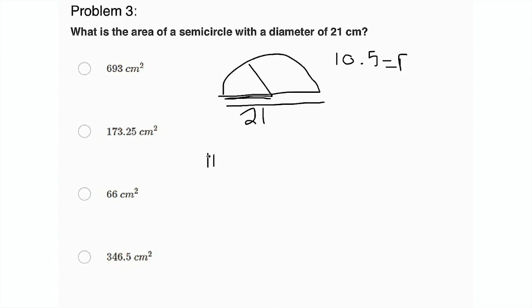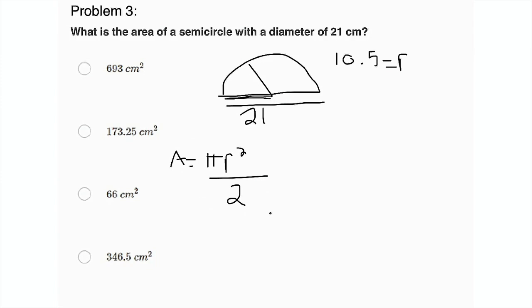Pi r squared equals area, but in this case, it's a semicircle. So we are going to take that and divide it by 2 because we don't need the whole circle, right? So in this case, we're just going to plug in our 10.5 for our radius. And the answers are not in terms of pi, so at the end, we're going to plug in pi. But remember, you can use a calculator for all of this.